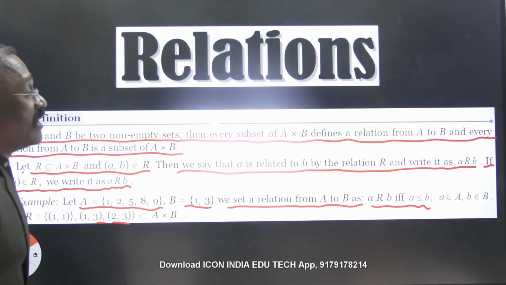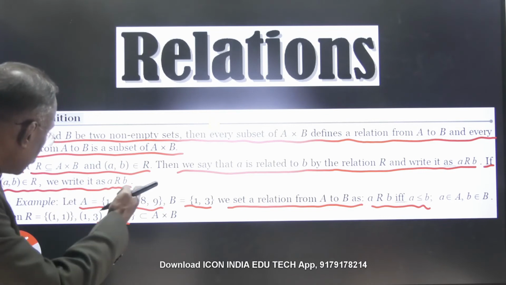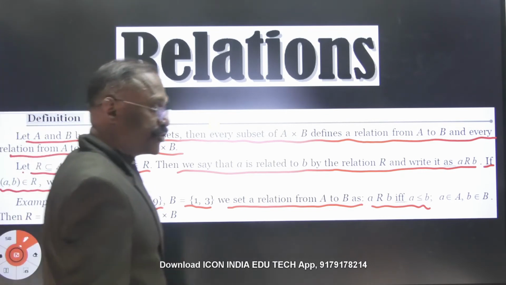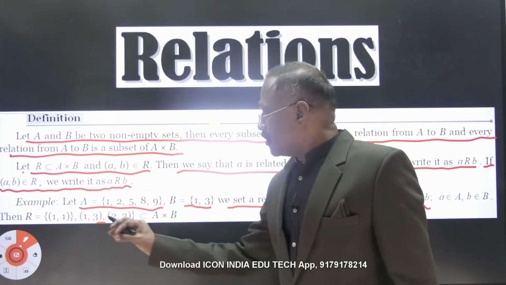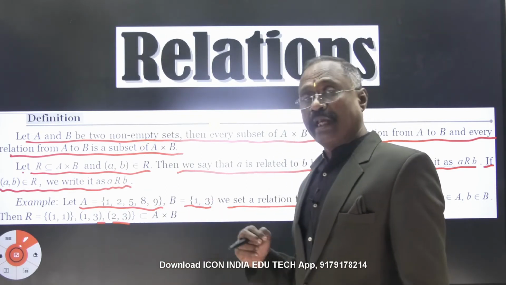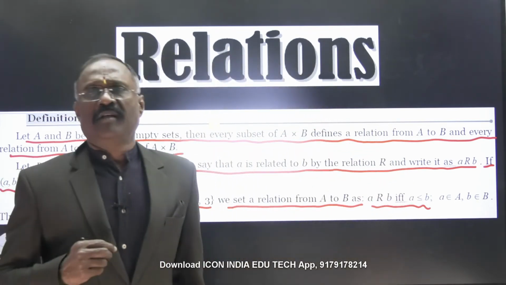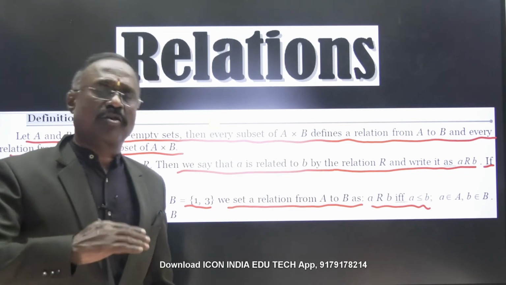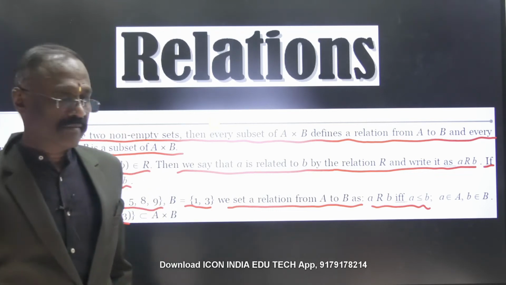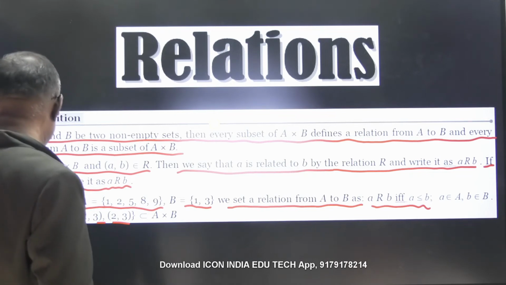So satisfying that definition, A less than or equal to B, you have three elements present in the relation: (1, 1), (1, 3), (2, 3), which is a subset of A cross B. So whatever relation you take, it will become a subset of the Cartesian product. So let's move on to the next part of it.